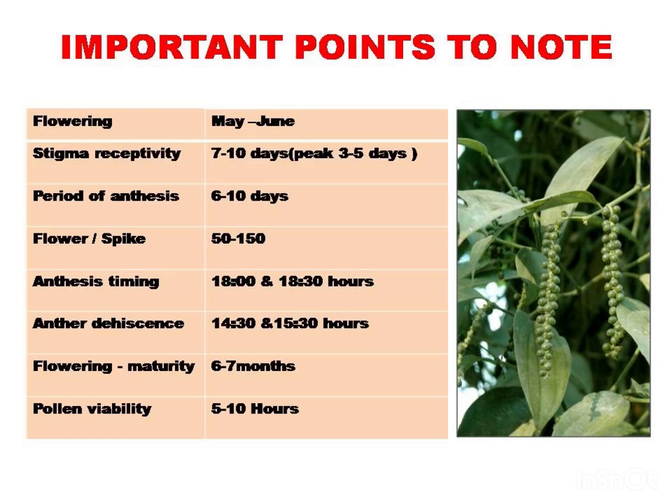Anthesis timing is 6 to 6:30 hours. Anther dehiscence is in the afternoon, around 2:30 to 3:30, almost 1 hour. The flowering to maturity period takes nearly 6 to 7 months, after which we can harvest the spike or the berries. And pollen viability is short, nearly 5 to 10 hours.